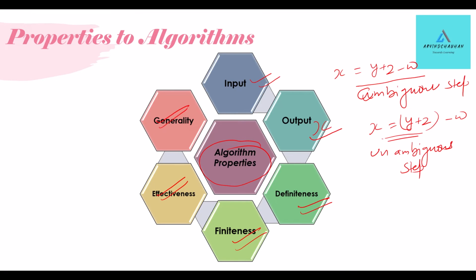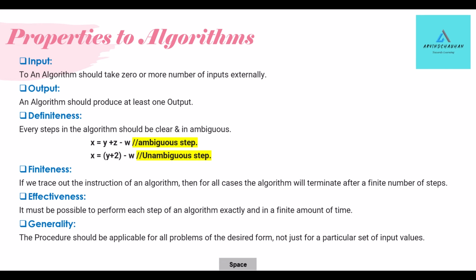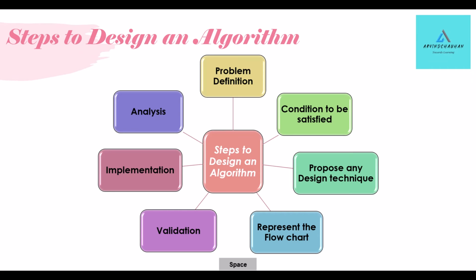Whenever we design an algorithm, if we are talking about a problem, that algorithm should be applicable to that kind of problem, that problem category. So as I discussed, these are the properties of an algorithm. You can have a look at this: input, output, finiteness, effectiveness, and generality.